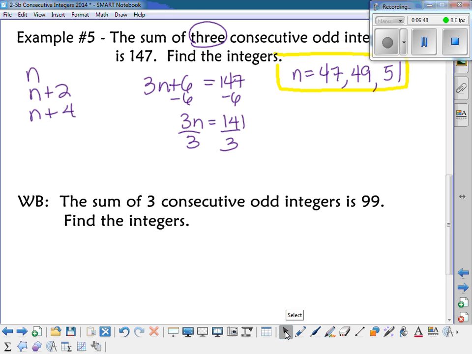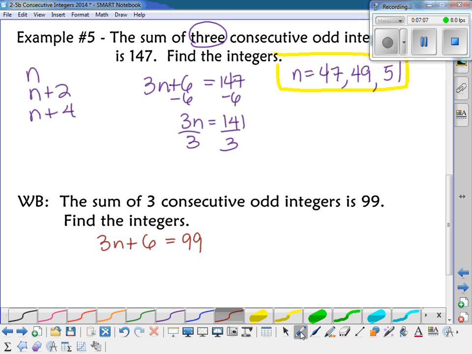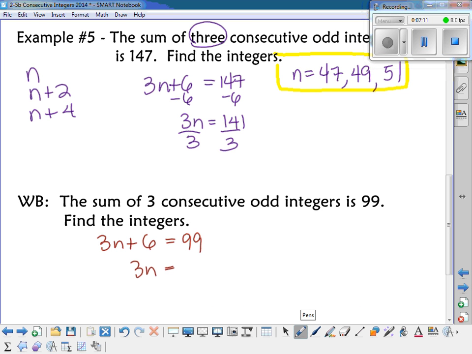Let's have you give this one a try on your whiteboards. I have 3 consecutive odd integers and their sum is 99. Find the integers. It looks like most of you are getting it. When you subtract 6, you got that 3n was 93, and so you end up with n equaling 31. So it's 31, 33, and 35. Did you figure out where you went wrong? Okay, good.